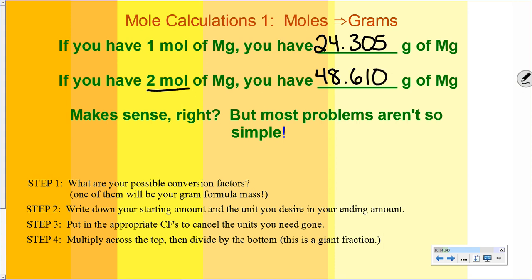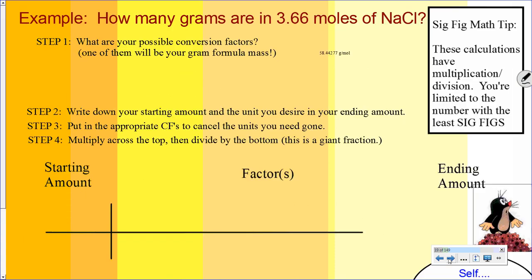So that makes a ton of sense. That's pretty easy math. But a lot of problems aren't going to be quite that simple. So we're going to talk about using dimensional analysis to solve these, which for these are fairly straightforward, but as we get into more complicated problems, dimensional analysis will be very helpful. So we're going to determine how many grams are in 3.66 moles of NaCl.